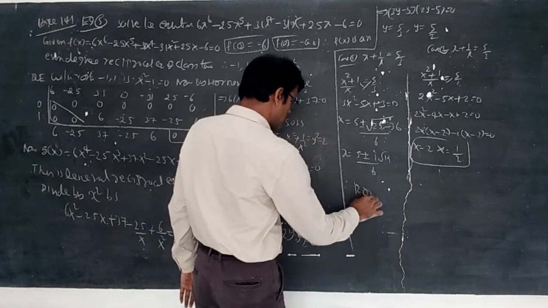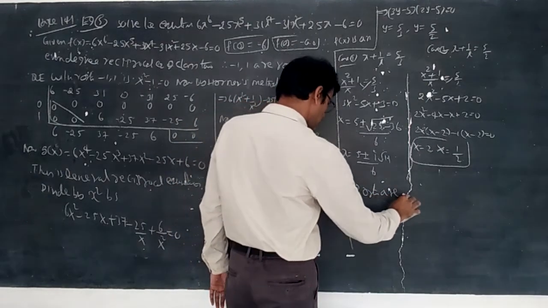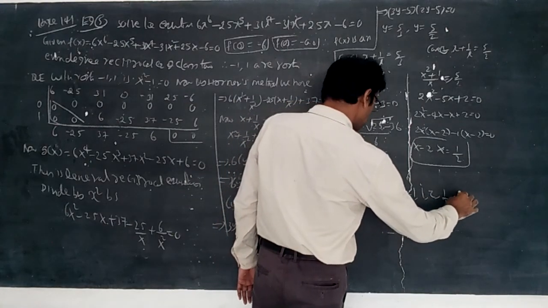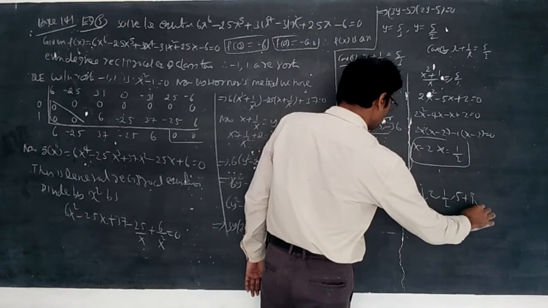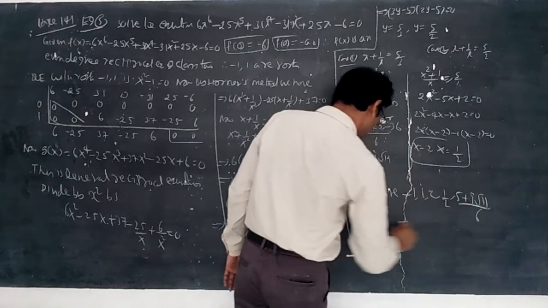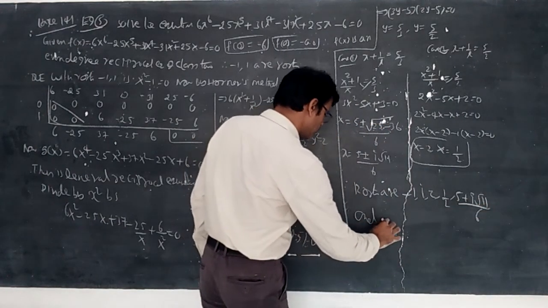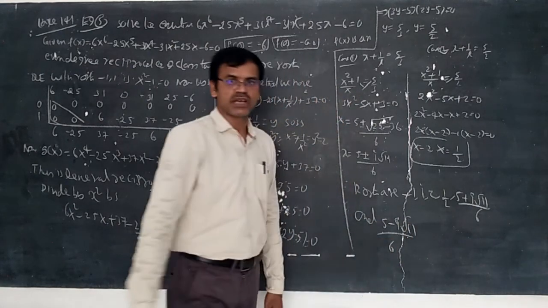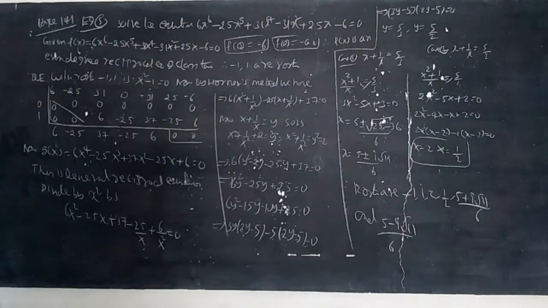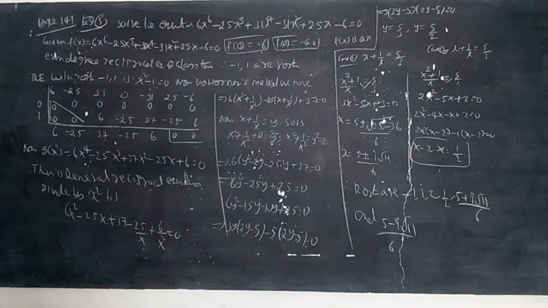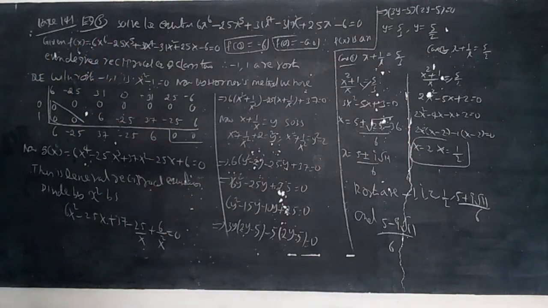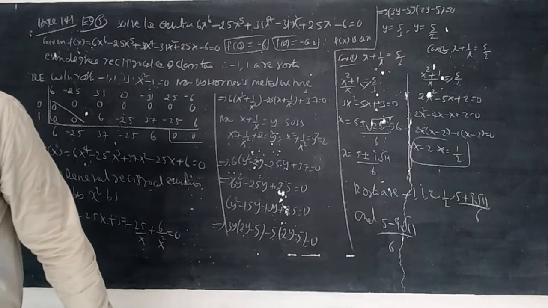Therefore, roots I am writing. Roots are minus 1 comma 1 comma 2 comma 1 by 2 comma 5 plus i root 11 by 6 and 5 minus i root 11 by 6. So we have completed the concept of reciprocal equation and everything. So I think you can understand.